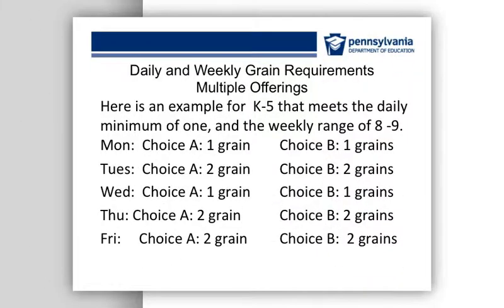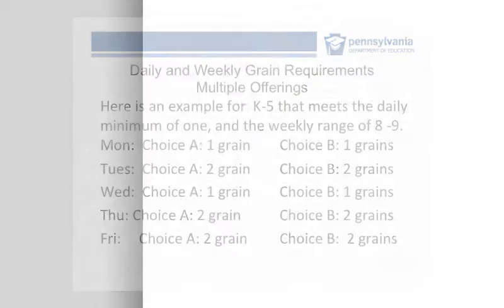Here's another example, which is also a K to 5 school. If you add up the minimum choices for each day, the total is 8 grains. If you add the maximums for each day, the total is also 8 grains. In this example, the daily minimum requirement of 1 grain is met. The weekly range of 8 to 9 grains is also met.